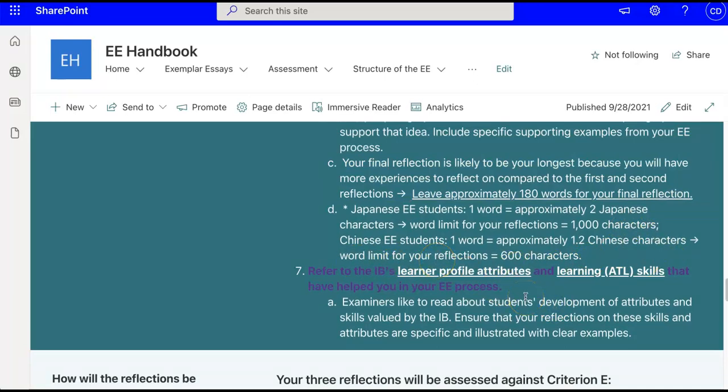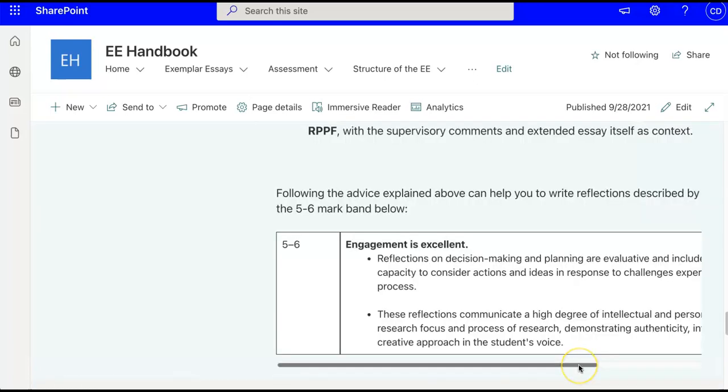Okay, also try to refer to some of the learner profile attributes and the ATL skills in your reflections. If you can do this, it's good, but you have to be able to back up what you're saying with clear examples. So don't just say, I became a risk taker during the EE. Show how you've taken risks. Give examples.